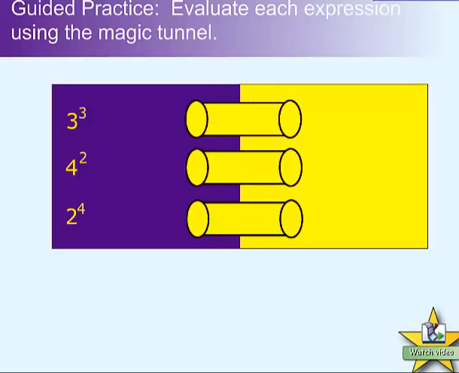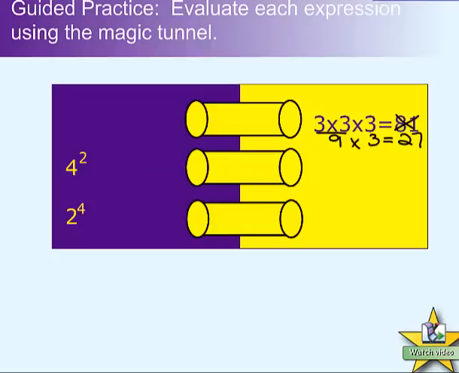Here we have some guided practice. It says to evaluate each expression using the magic tunnel. So, looking at the first one, I have 3 to the 3rd power. Well, I know that I'm going to be multiplying 3's because that's my base. How many 3's do I need? I need 3 of them. So 3 times 3 times 3, except 3 times 3 times 3 doesn't equal 81. 3 times 3 is 9, times 3 equals 27.